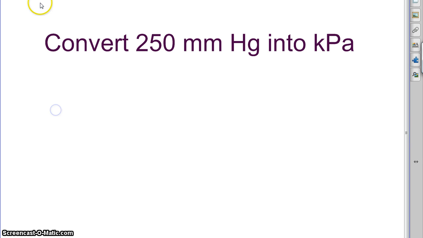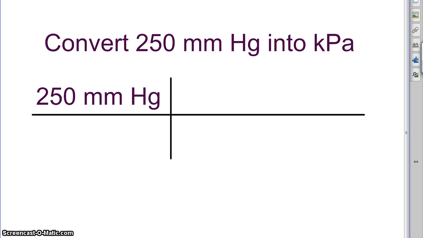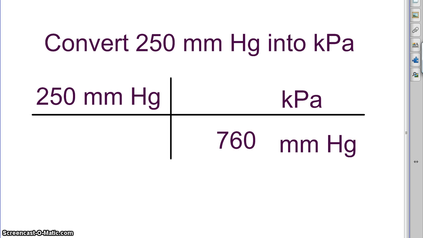So let's see how we're going to do that. Let's convert 250 millimeters of mercury into kilopascals. Well, how do we do that? It's a conversion, so we're going to make a conversion chart. I'm going to start by writing what I start with, 250 millimeters of mercury, and put it in a little conversion chart. Next, I want to get rid of millimeters of mercury, so I put that unit on the bottom in the chart. And the unit that I want is kilopascals, so I'm going to put that on the top. And now all I do is simply write in the number that is standard for that unit in each place. For millimeters of mercury, the number was 760. For kilopascals, it was 101.325.